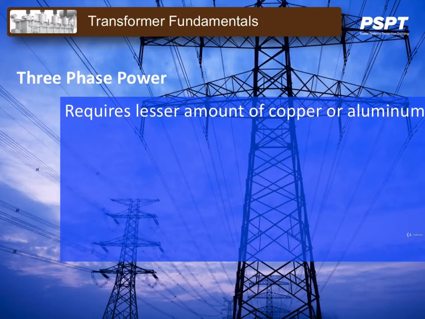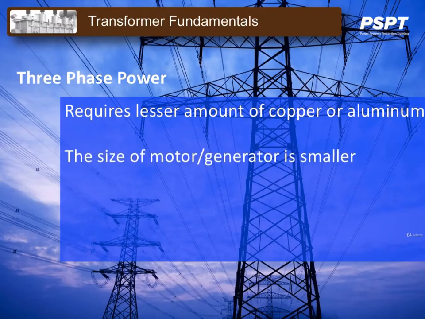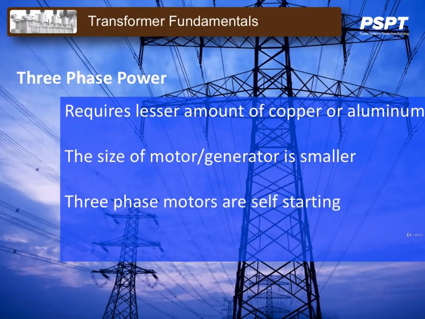Three-phase power distribution requires lesser amounts of copper or aluminum for transferring the same amount of power as compared to single phase. The size of three-phase motor generator sets is smaller than the single-phase motor generator of the same rating. Three-phase motors are self-starting as they can produce a rotating magnetic field. The single-phase motor requires special starting windings as it produces only a pulsing magnetic field.